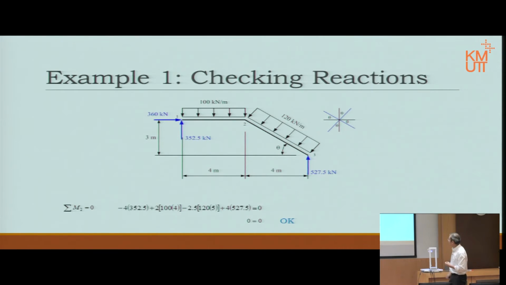Since we know the load, just to make sure that we get everything correct, we could use sigma M2 to check whether our answer is correct or not. There we are.